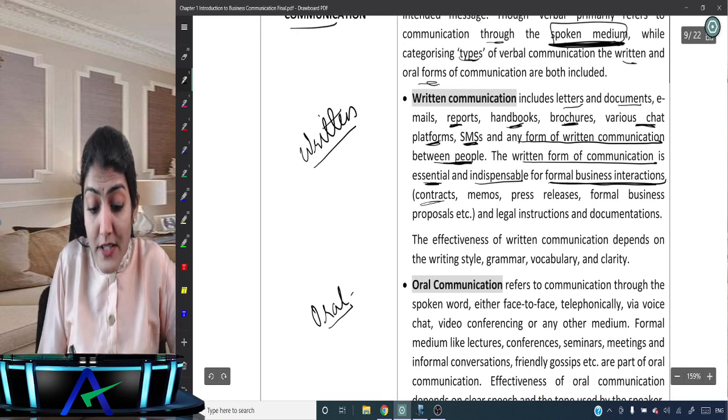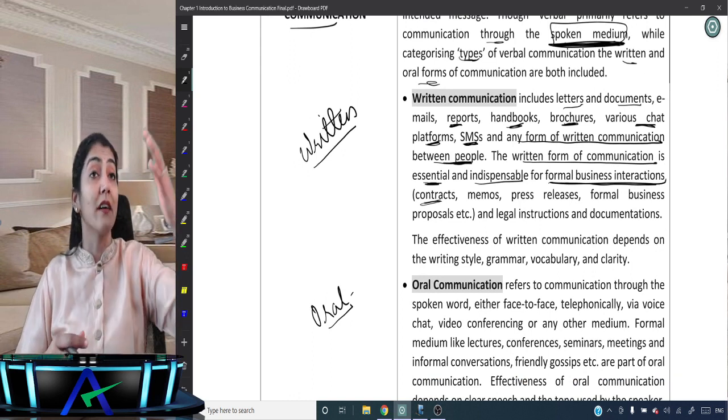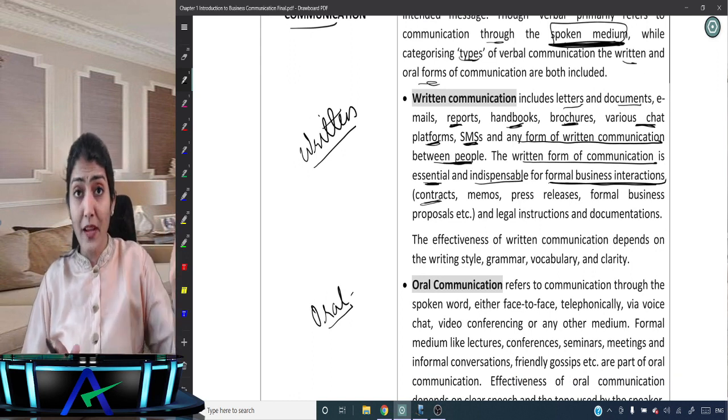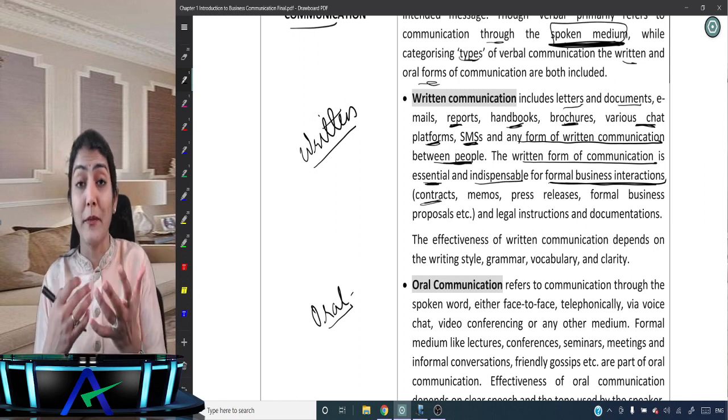And a contract: a company has a contract with a supplier, it has a contract with a lessor, and if some property has been taken on lease, a leasehold contract agreement would be there.